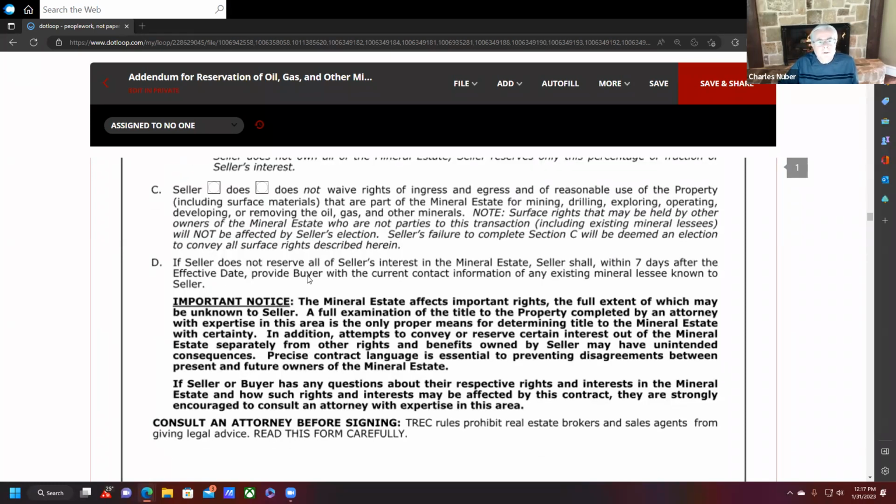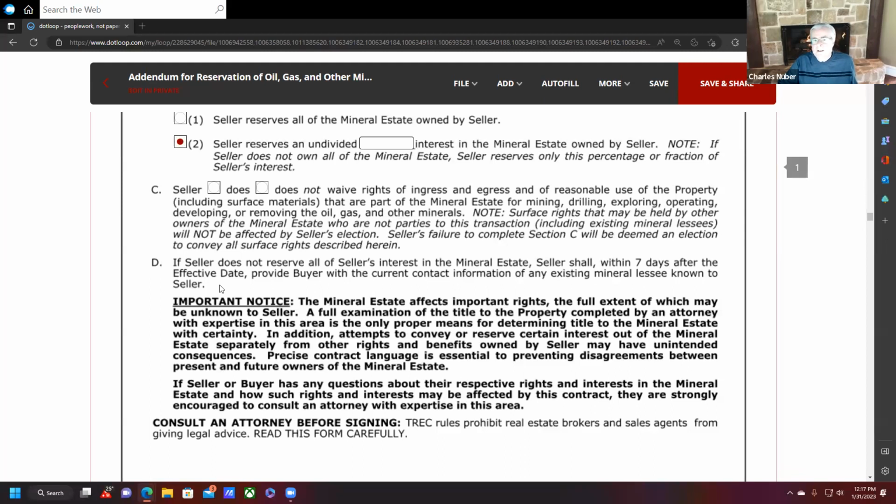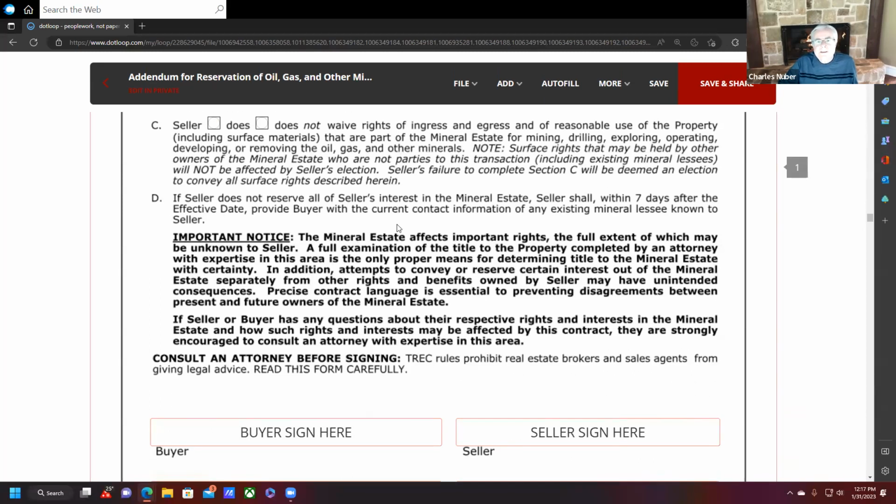If seller does not reserve all the seller's interest in the mineral estate, seller shall within 7 days after the effective date provide buyer with the current contact information of any existing mineral lease known to the seller. Okay. So that means that it also says the current contact information of any existing mineral lease.